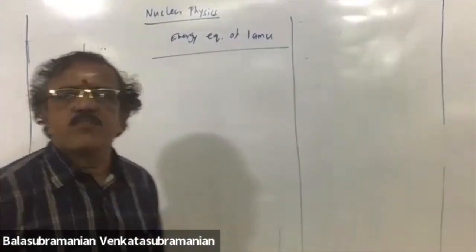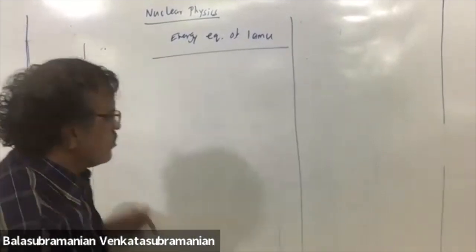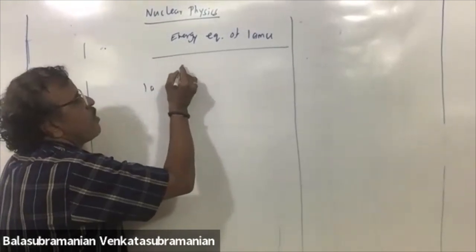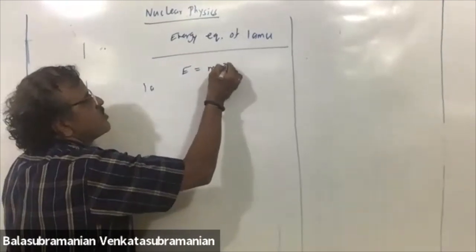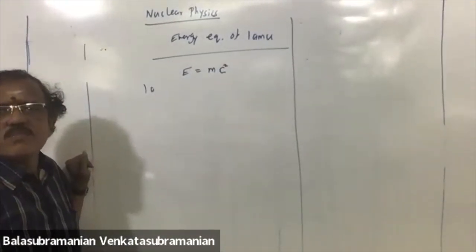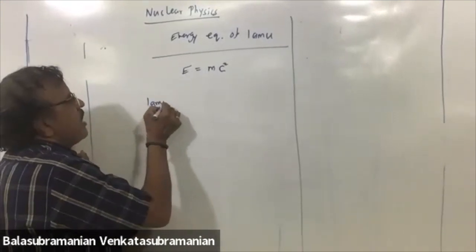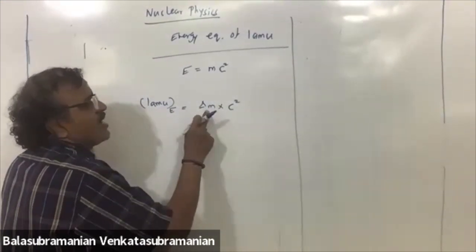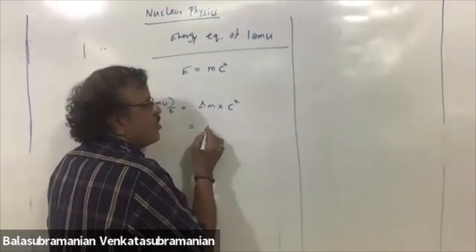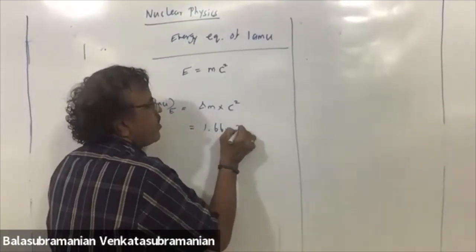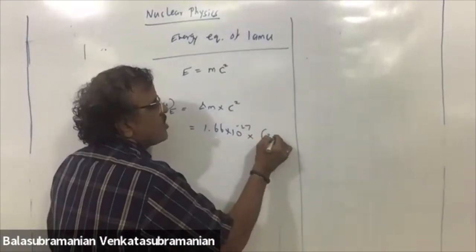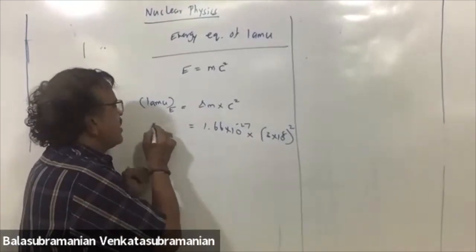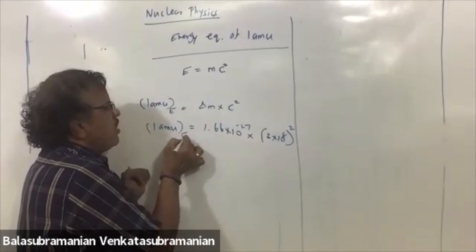Energy equivalent of 1 AMU. Of course, you know very well, E is equal to mc square, Einstein's mass-energy relation. So the 1 AMU energy equivalent means delta M into C square. The mass value is 1.66 into 10 power minus 27, and the C value is 3 into 10 power 8, the whole square. This is the energy equivalent of 1 AMU given in joules.